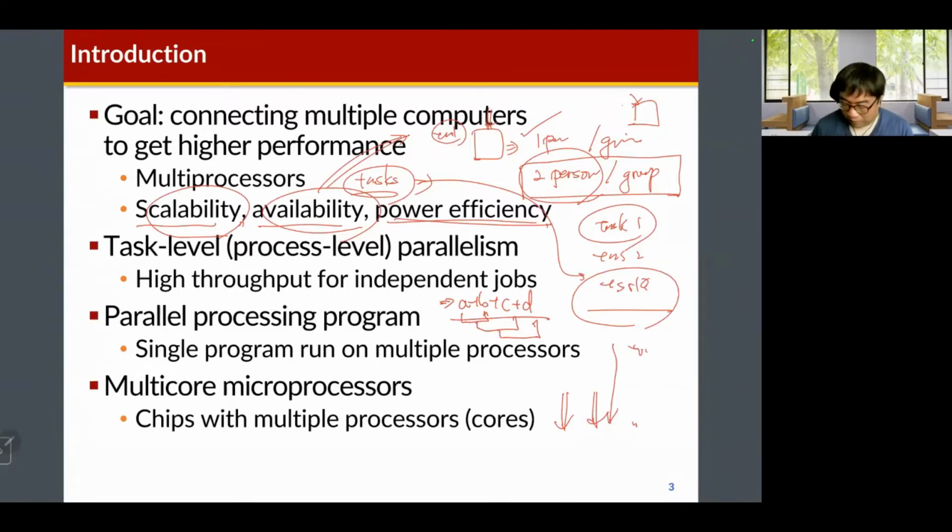But when we think about the parallel algorithm, we can split this addition into two parts, like A plus B and C plus D. One processor performs A plus B, and the other processor performs C plus D. Then these results are added. This is a very simple example. So we also need to implement the parallel algorithm to exploit the multi-core architecture.